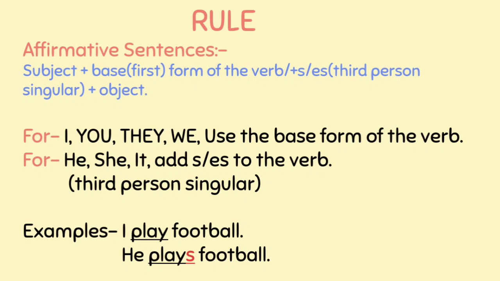Let's understand it with the help of some examples. First one is I play football. So I, right? I'm using base form of the verb for I here, which is play. I play football. Second one, he plays football. I'm using plays here, right? He is a singular and a third person. So after verb, I'm using s here. So it is he plays football.